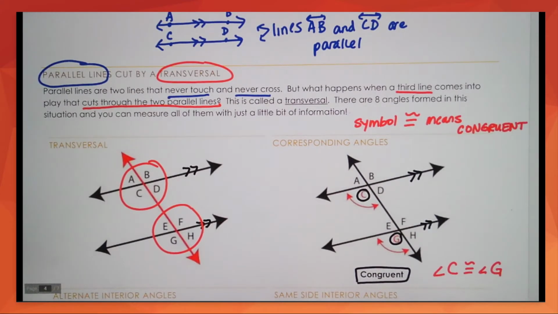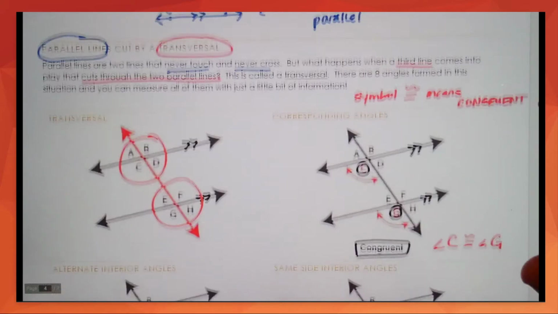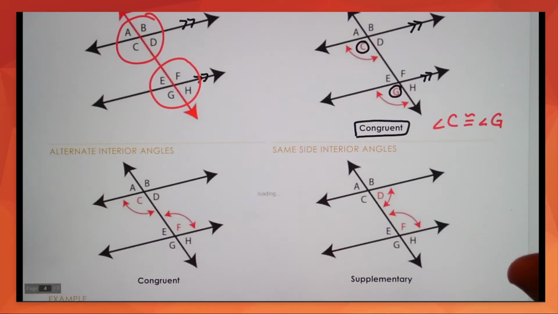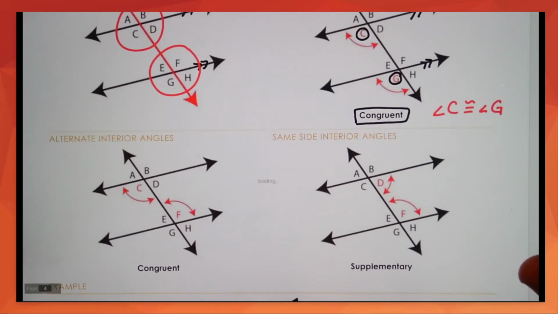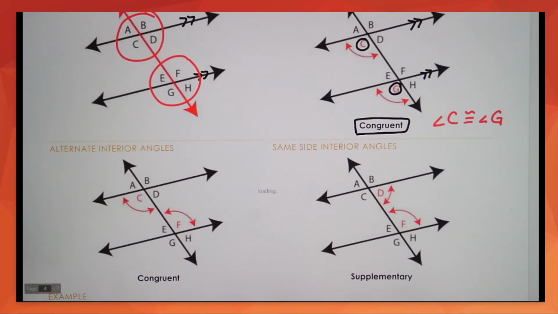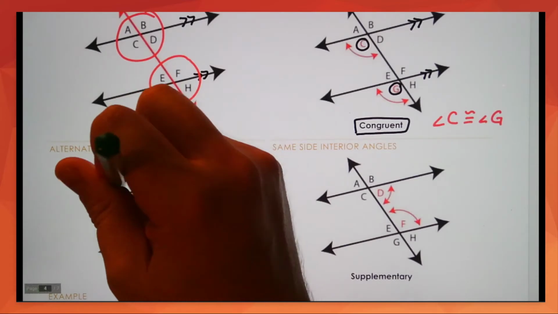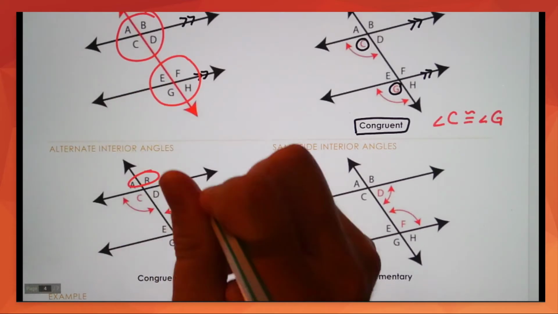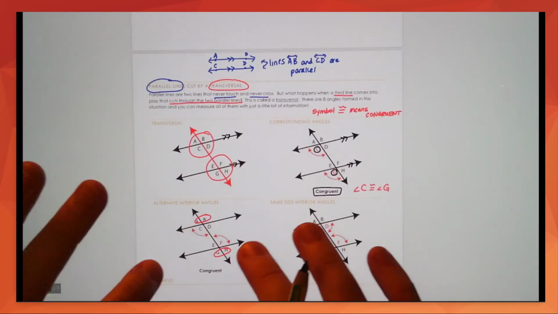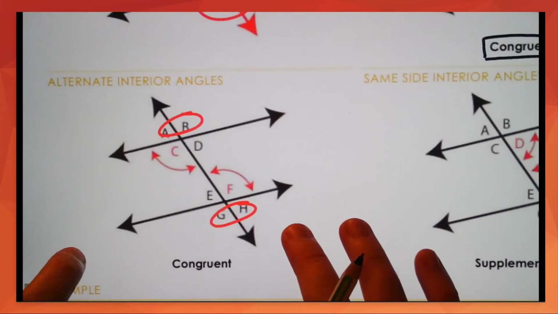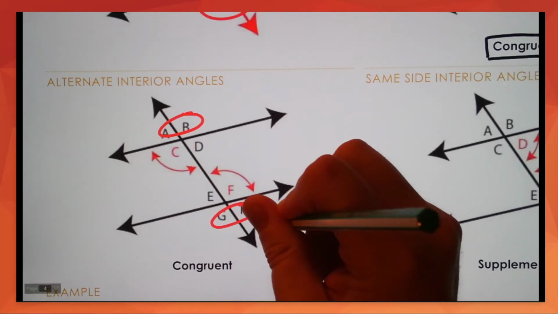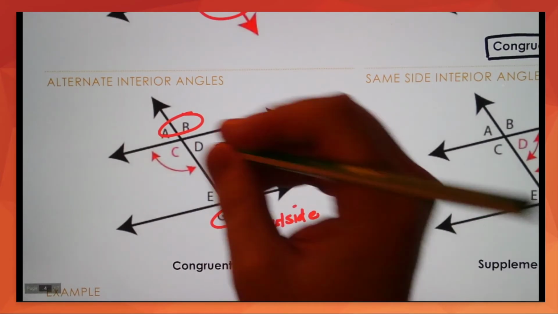Okay. All right. So there's two more things about this that we need to know, and that is alternate interior angles and same side interior angles, okay? So the way alternate interior angles works is that you have to think about this diagram sort of like this is the outside right here. Sorry, let me zoom way in. This is like the outside.